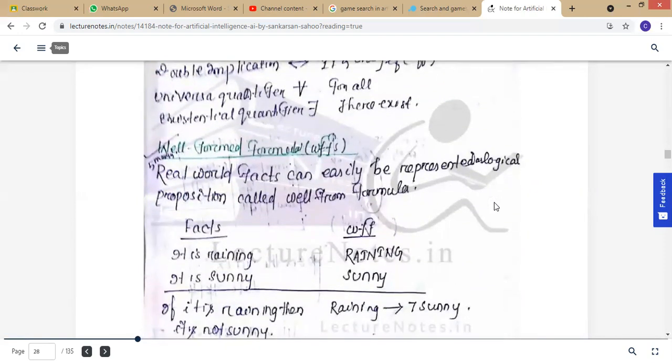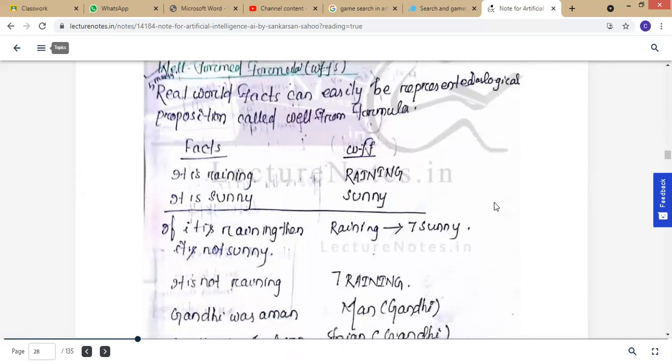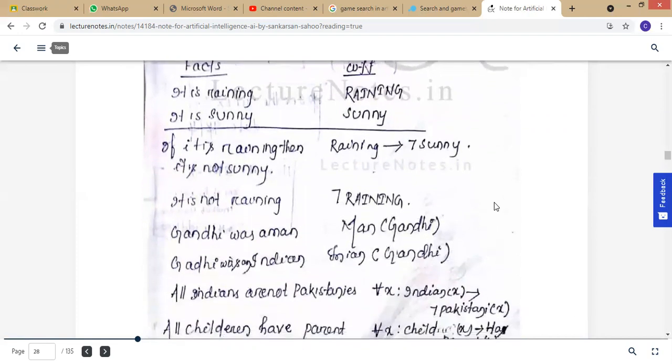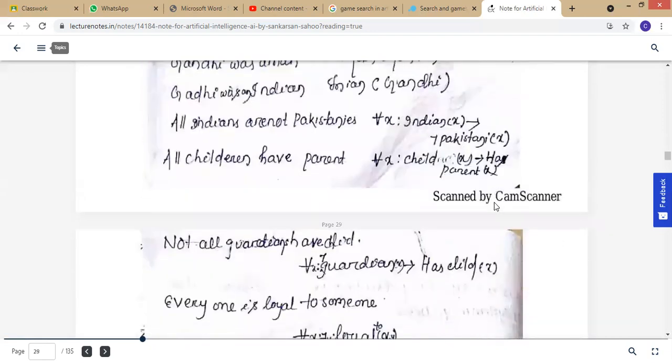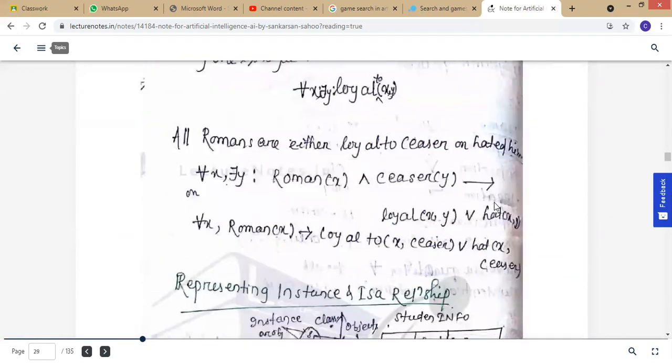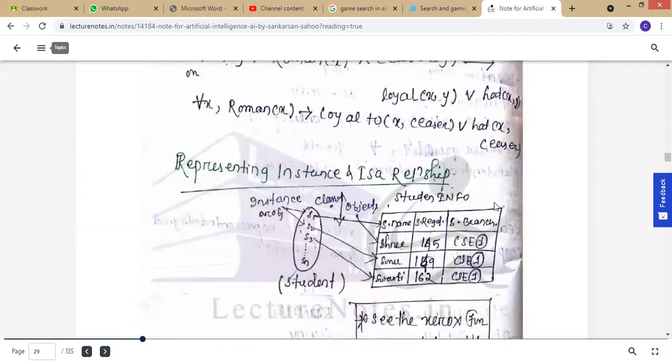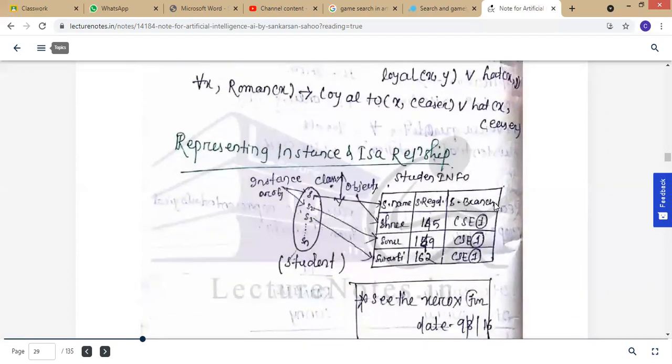Next, well-formed formula. The real world facts can easily be represented as logical propositions called well-formed formulas. So for facts like it is raining, the symbol will be raining. It is sunny. So all these contents are used in representation.